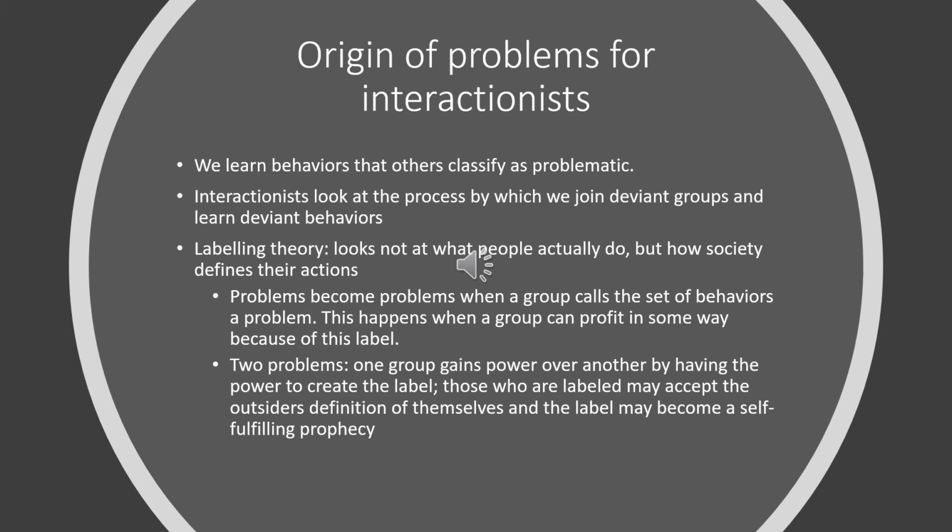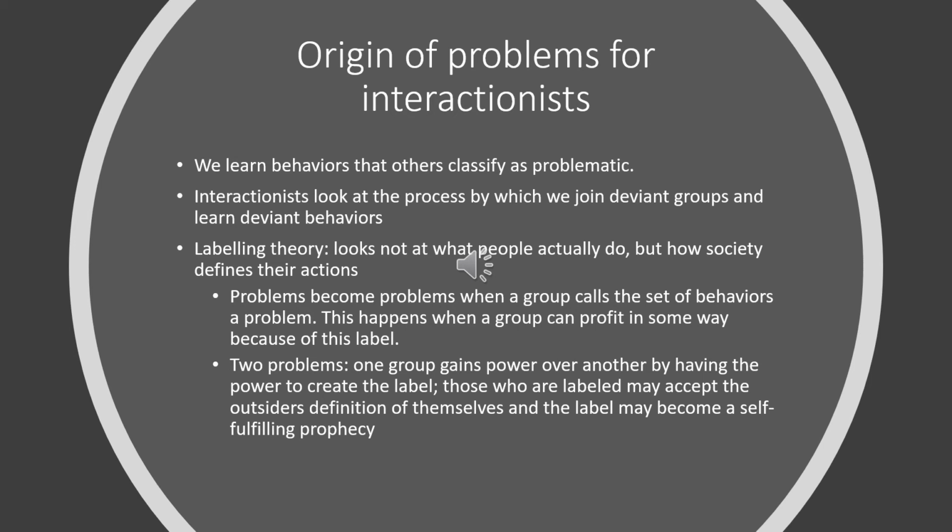So, origin of problems for interactionists. If you remember, functionalism looks at the origin of problems being a change in society. So there's social change, and then something else has to change so that you can rebalance. Conflict theory is looking at power issues. Symbolic interactionism is really different because it says you learn how to do bad things. It has this whole element of socialization that the other theoretical perspectives don't have when they're looking at social problems of any kind. We learn behaviors that some people decide are problems. That's it. It's a learned behavior kind of thing.